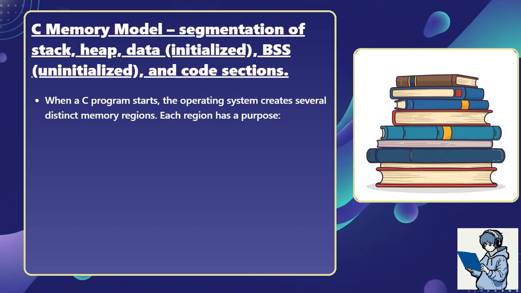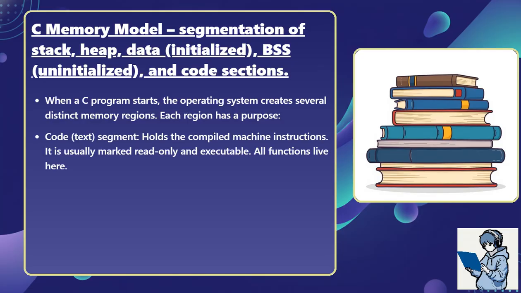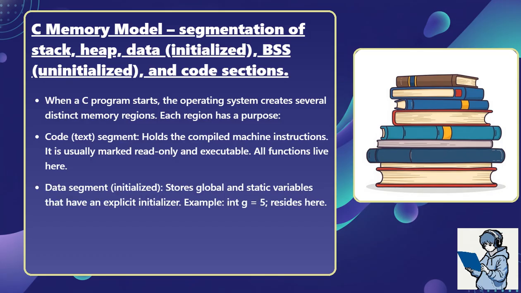When a C program starts, the operating system creates several distinct memory regions. Each region has a purpose. Code, or text segment, holds the compiled machine instructions. It is usually marked read-only and executable. All functions live here. Data segment, initialized, stores global and static variables that have an explicit initializer.